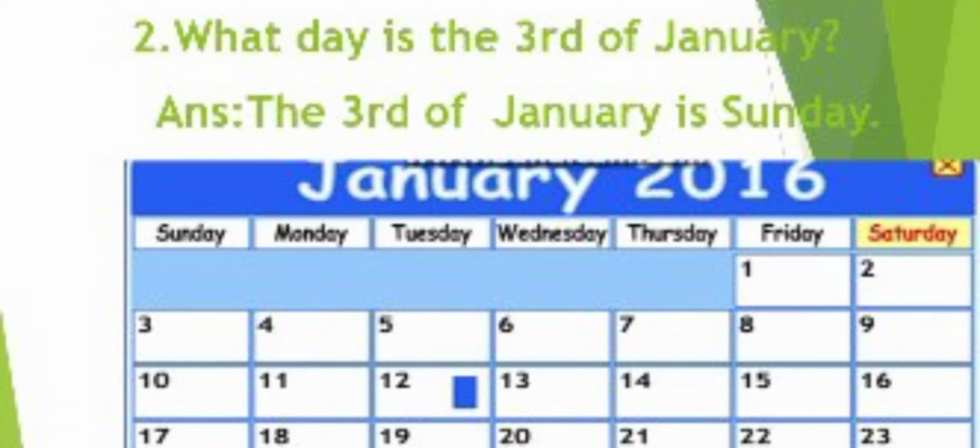Question number two. What day is the third of January? So let's see the calendar. So the third date, what is mentioned? On Sunday. It is mentioned on Sunday. And what is the question? The question is, what is the day of the third of January? So we have already got the day, the day will be Sunday. So the answer will be: the 3rd of January is Sunday.